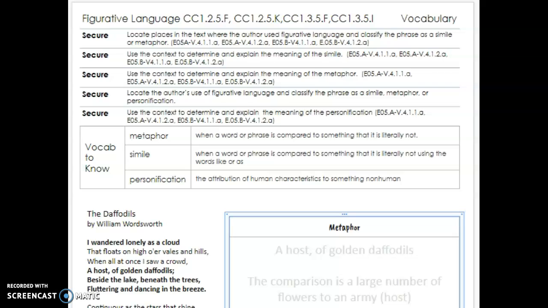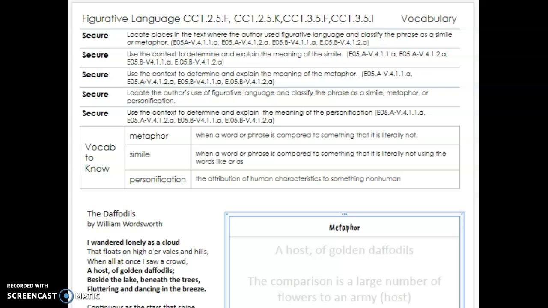So if I were to say, she is a cheetah, that is a metaphor because I'm saying that a person is a cheetah, which clearly they are not, even though they might be fast, which would be when you would use that metaphor. Where a simile is a word or phrase compared to something that it's literally not, using the words like or as. So it's both comparing something that it cannot be.